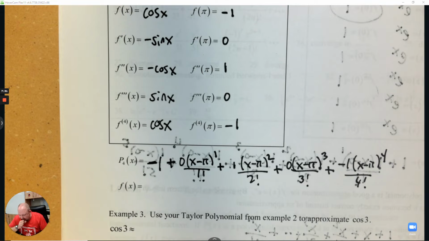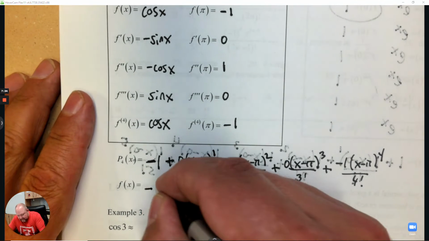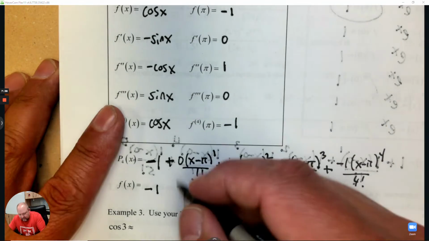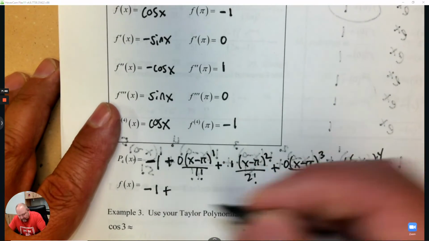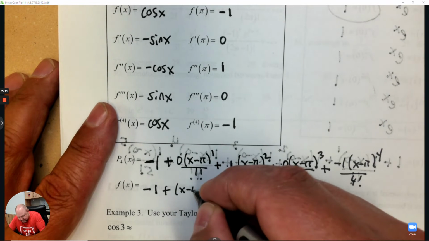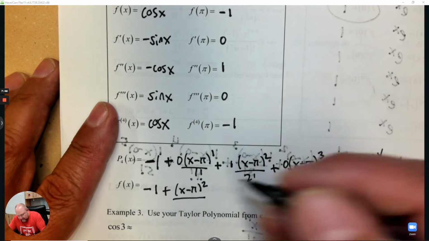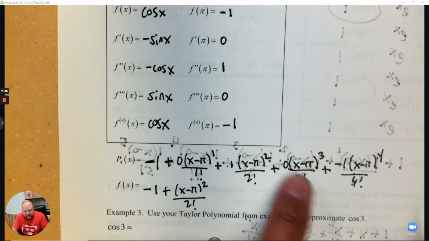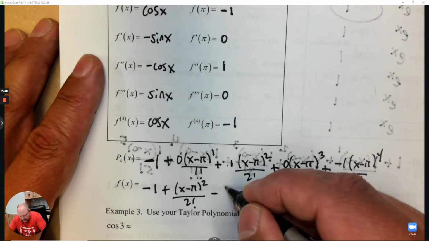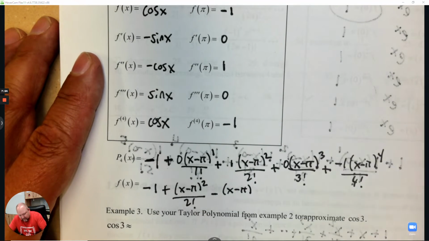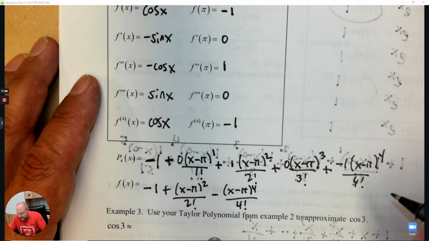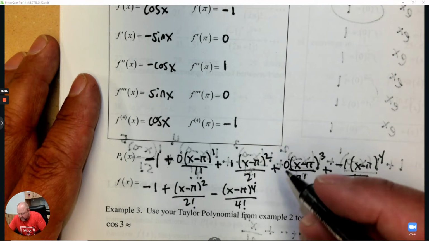This is simplifying it. So if I simplify it, I get -1. 0 times anything is 0. This is going to be plus x minus pi squared over 2 factorial. That's 0. This is negative instead of positive, and it's x minus pi to the 4th over 4 factorial. And then you can see the pattern that's going to happen after that.